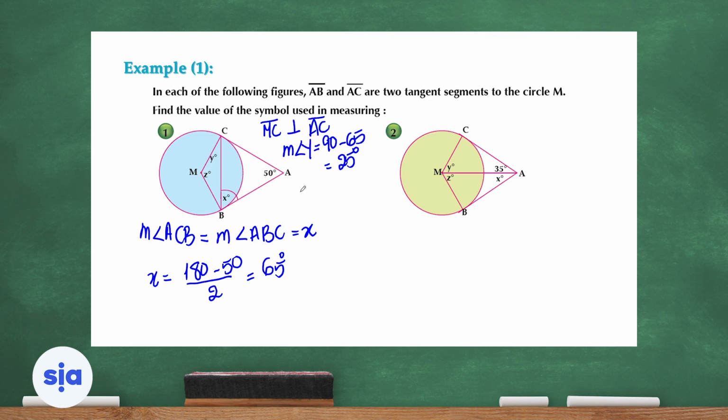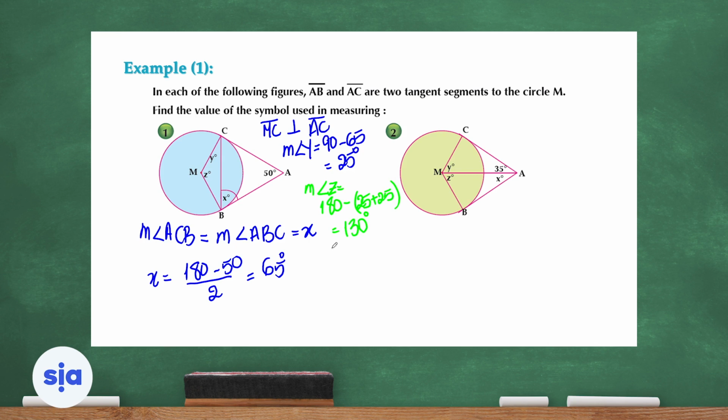To find the measure of angle Z, which is angle CMB that is labeled by Z, you will see that the measure of angle Z equals 180 minus the sum of 25 and 25. So it's equal to 130 degrees.